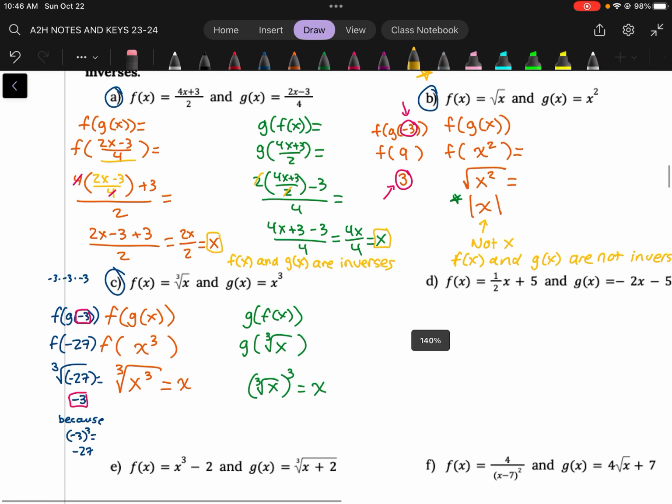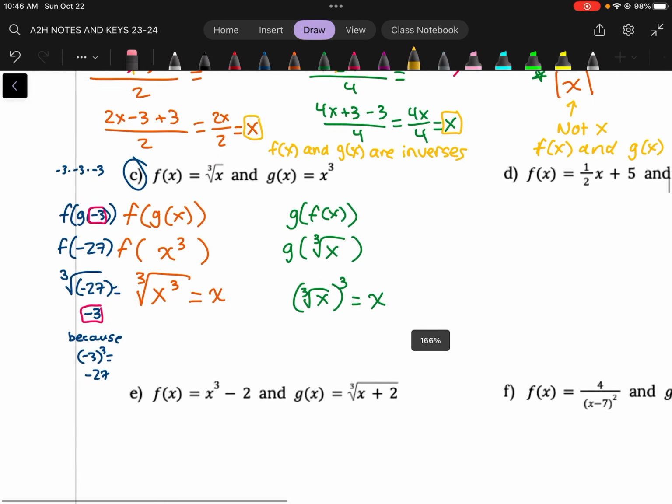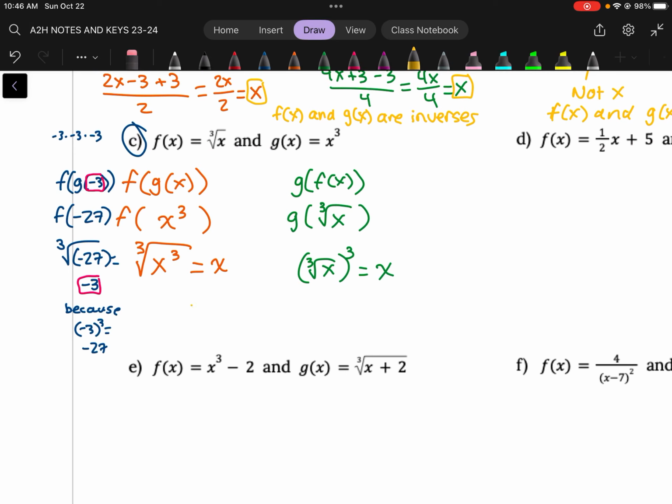So even though the last one, part B, dealing with an exponent of 2 and an index of 2, was different, this one we can say f of x and g of x are inverses.